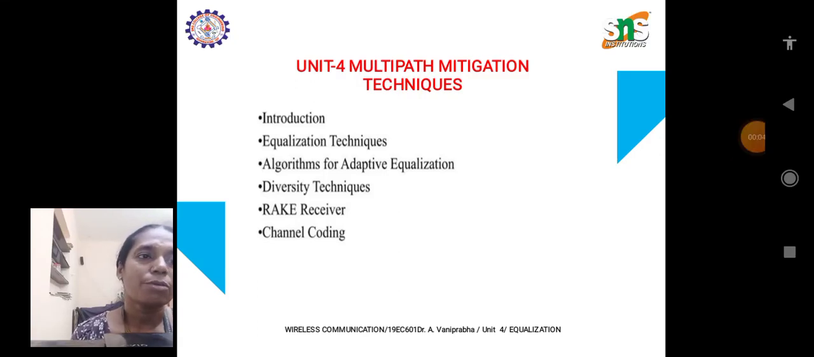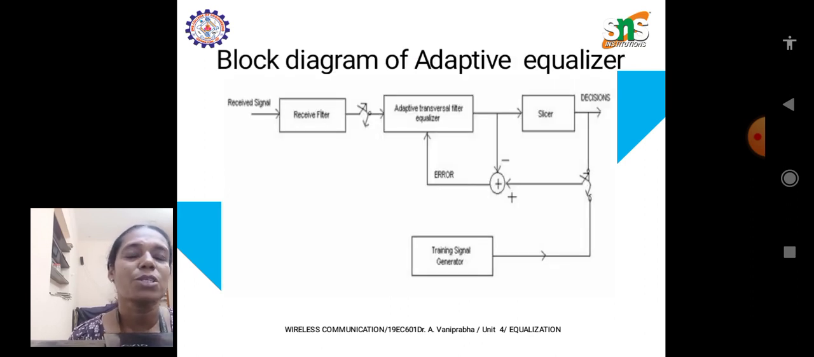We were discussing equalizers: what an equalizer is and what it is for. It is used to eliminate the interference, ISI interference, and also to reduce the additive noise as much as possible. So today we are going to discuss different types of equalizers.